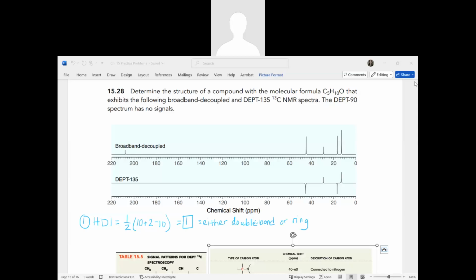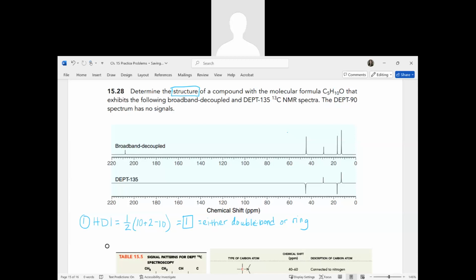For problem 28 from chapter 15, we are given a carbon 13 NMR spectrum, the broadband decoupled spectrum. We're also given a DEPT 135 spectrum, and we're told that the DEPT 90 spectrum showed no signals. So we're asked to determine the structure of this compound, provided the spectra.